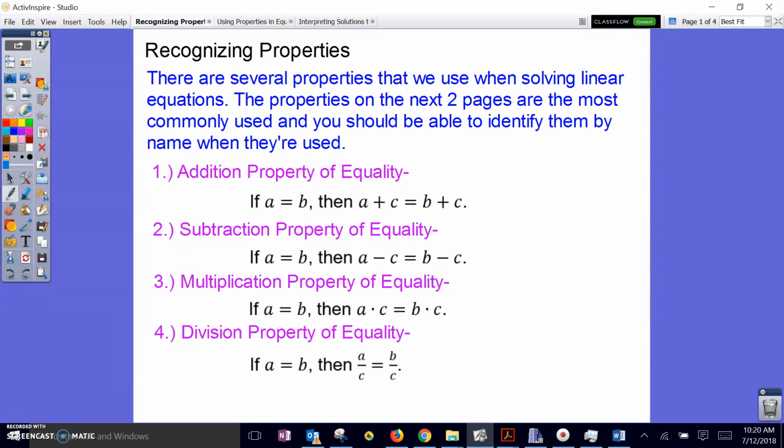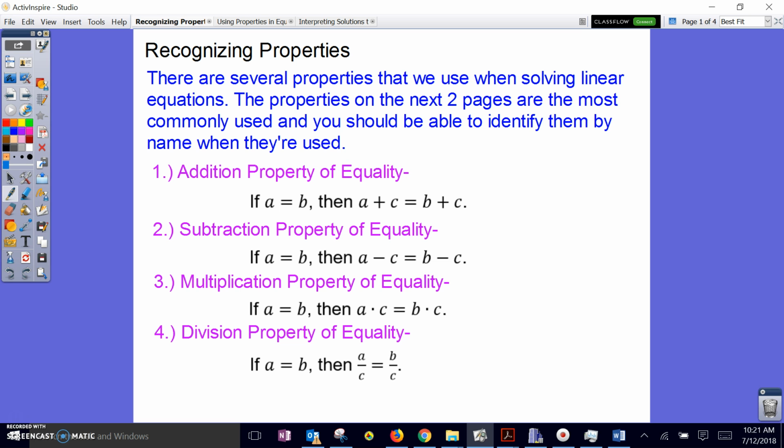In this video, we're going to look at several algebraic properties that we use when we solve linear equations. Over the first 2 pages of this, we're going to look at the most commonly used properties that we use when we're solving linear equations. You should be able to identify when these are being used in a particular problem and be able to identify them by name. We're going to look at the six most used properties that you'll see in linear equation solving.